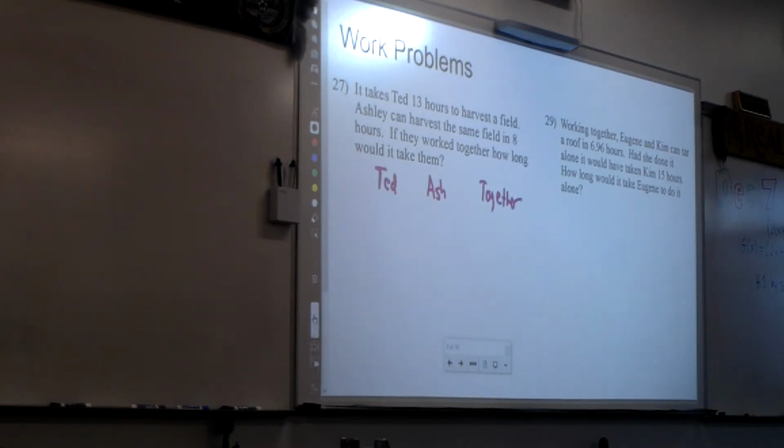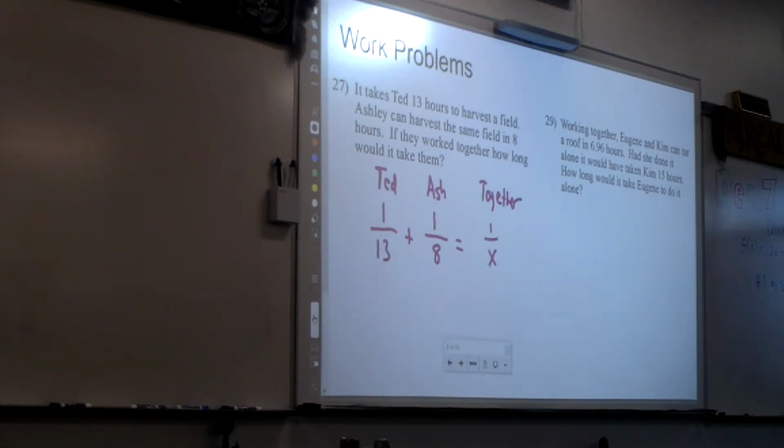Now, Ted can harvest one field in how long? 13 hours. Ashley can harvest that same one field in 8 hours. So together, they can harvest one field in, we don't know, X hours.